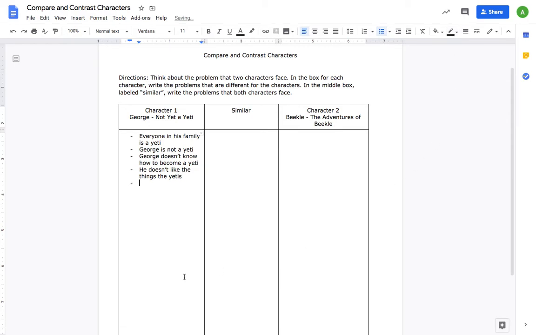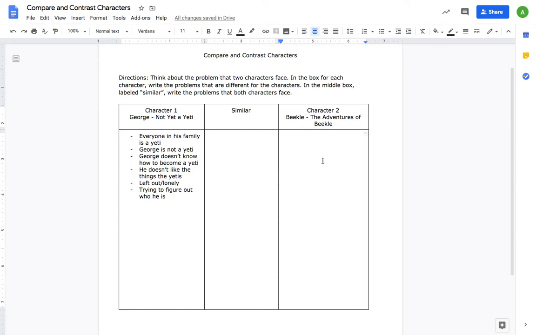And I feel like George might be kind of feeling like he's left out, because everyone in his family is a Yeti and he's not. So he feels like he's left out, or maybe even lonely. And he's just trying to figure himself out, who he is.